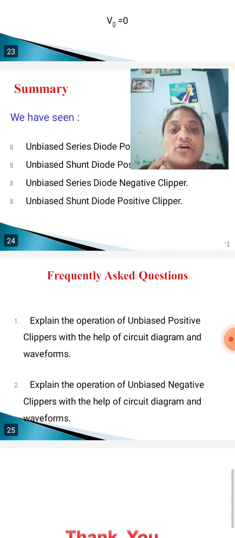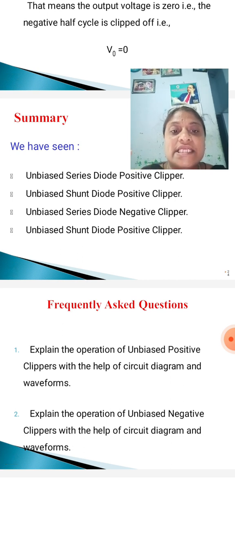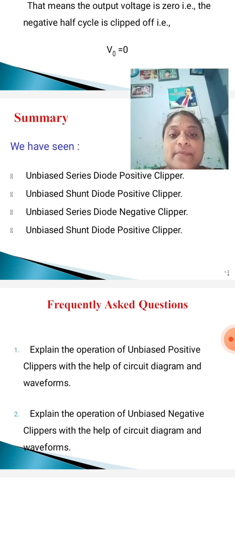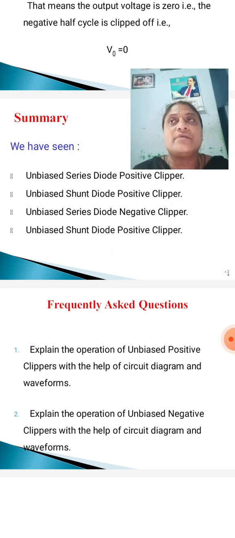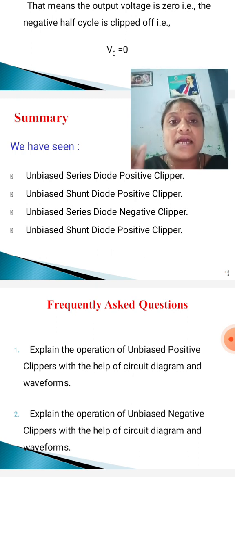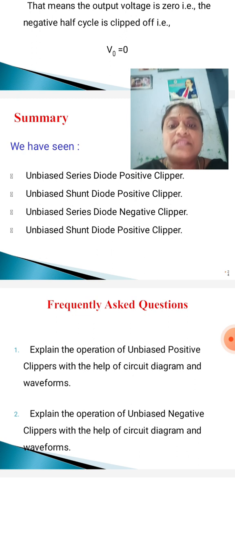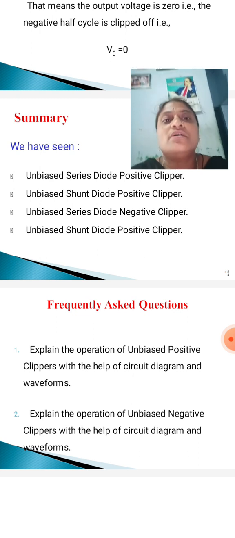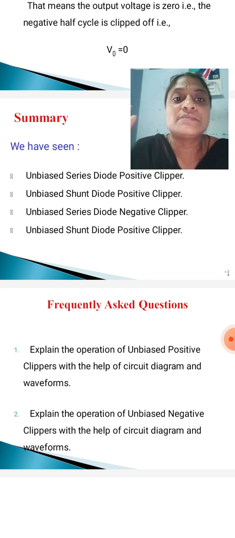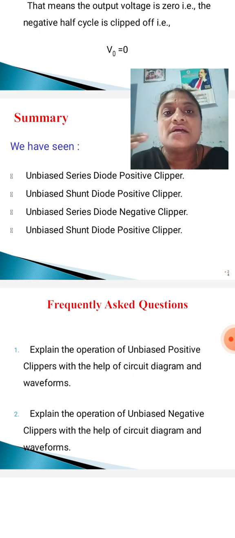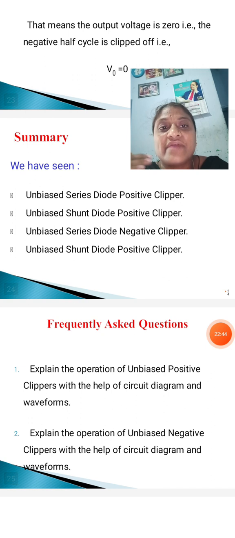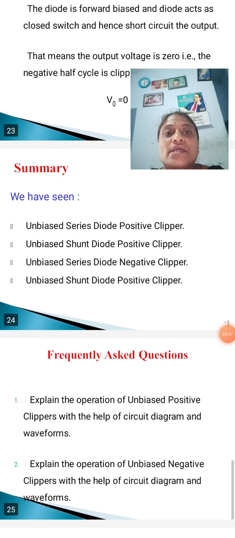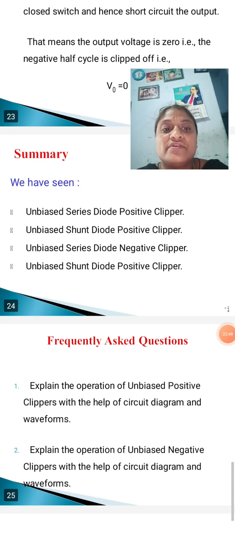Another question may be asked: explain the operation of unbiased series diode negative clippers with the help of circuit diagram and waveforms. And another: explain the operation of unbiased shunt diode negative clippers with the help of circuit diagram and waveforms. Different types of questions may be asked in today's topics. Today's topics are very important. Prepare well, don't confuse them.